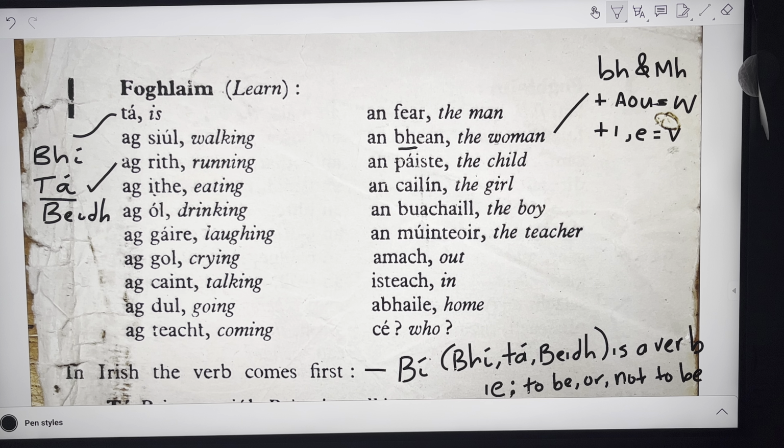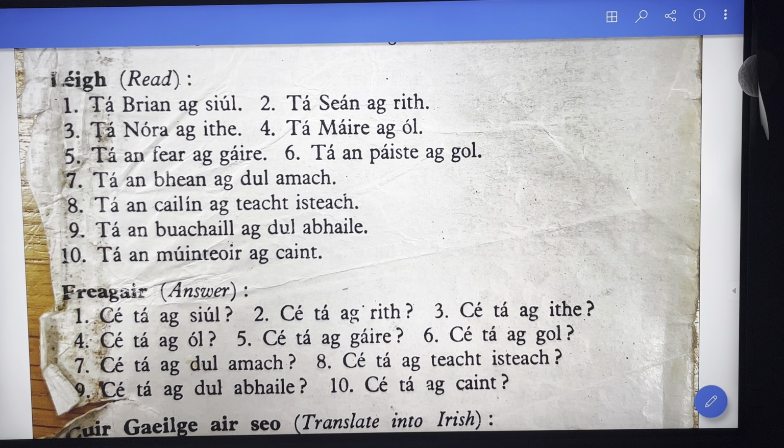Next section, léigh, L-E-I-G-H, read. Now I'm going to read them all through first in Irish, and then I'm going to put them in English, just so you get a chance to hear it unbroken. Number 1. Tá Brian ag siúl. Arís. Tá Brian ag siúl. Number 2. Tá Seán ag rith. Tá Seán ag rith.